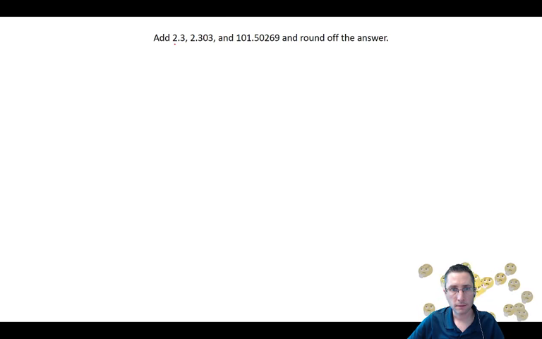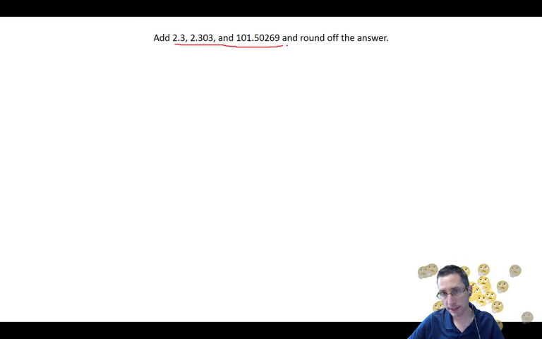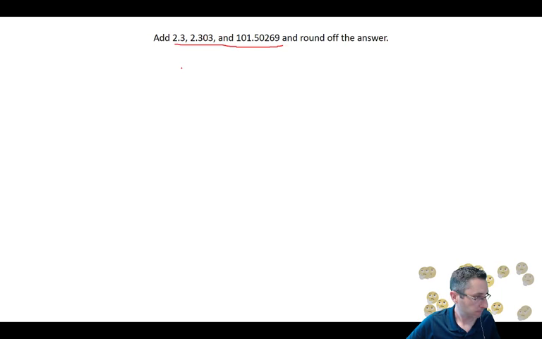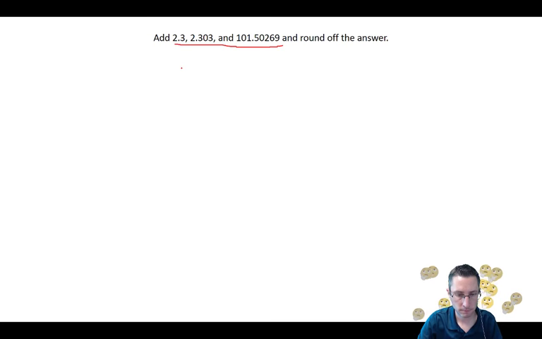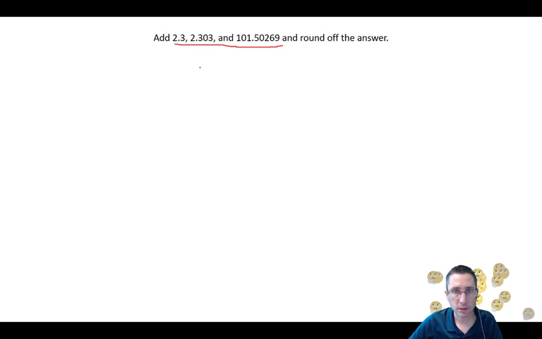Okay, let's add 2.3, 2.303, and 101.50269 and round off the answer. This is obviously a sig fig question, otherwise you're just entering this in a calculator. All right, thanks. Looks like the chat confirms that previous answer, so we'll go ahead and say that one's good.